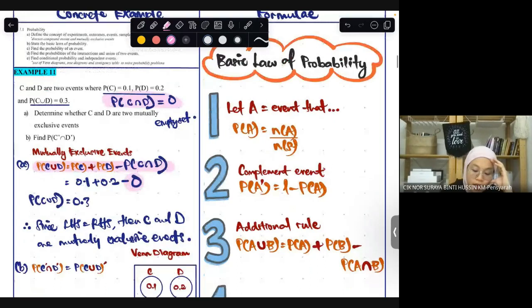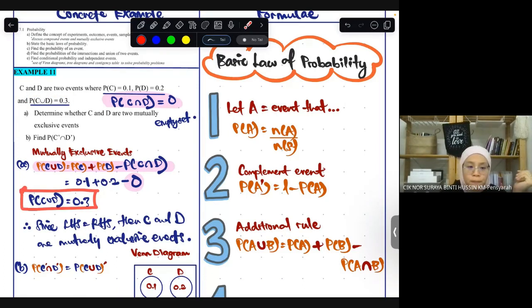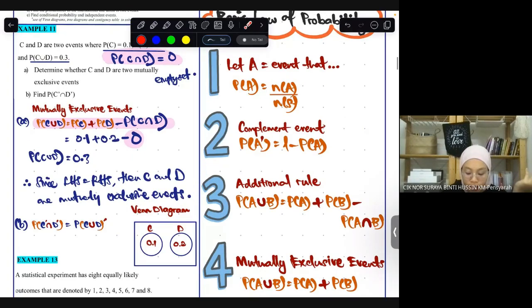So for this concrete example question, it uses numbers, so we just prove it using numbers. If the probability of C union D is 0.3, and when you use the formula and add it up, you get the same answer, 0.3 as well. It means that left and right are the same value, and so both of them are two mutually exclusive events. And it is easier to understand using a Venn diagram.